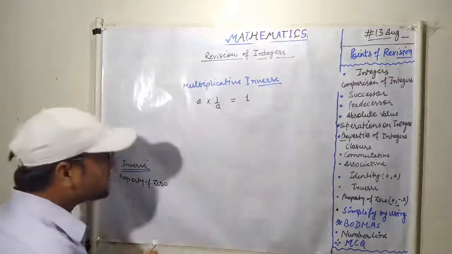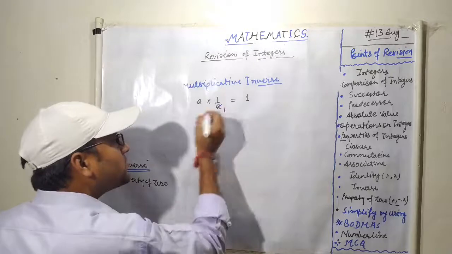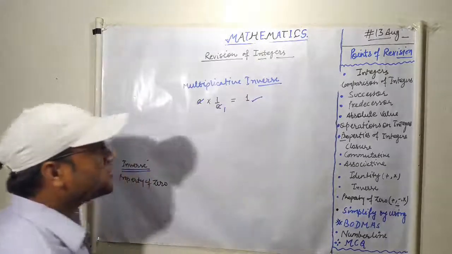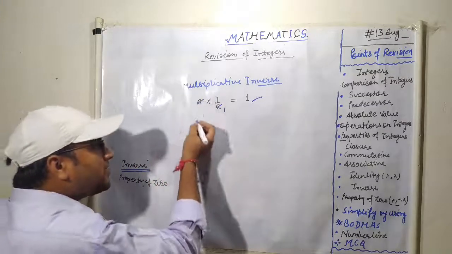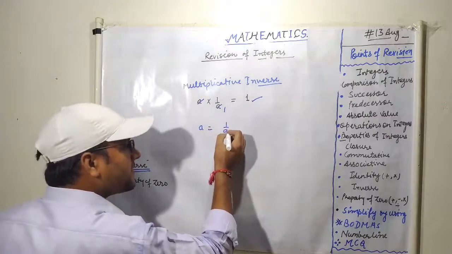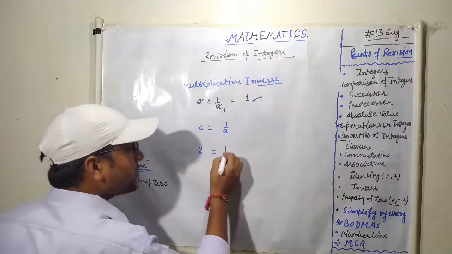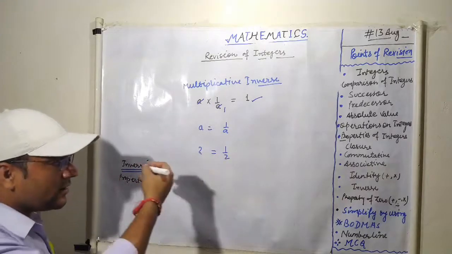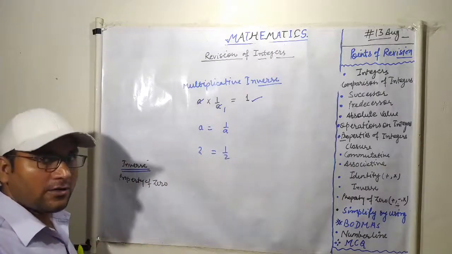So here you see this one. If a is multiplied by 1 upon a, then a's are cancelled out. What do you get? That is 1. So basically it means that the multiplicative inverse of a is 1 upon a. What is the multiplicative inverse of 2? That is 1 upon 2. It is just a change. This number changes into its fraction.